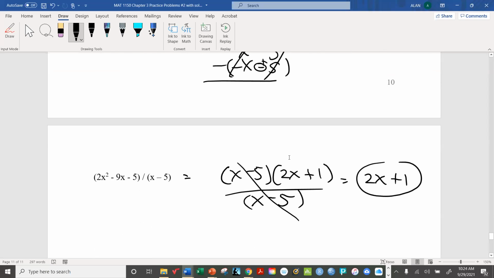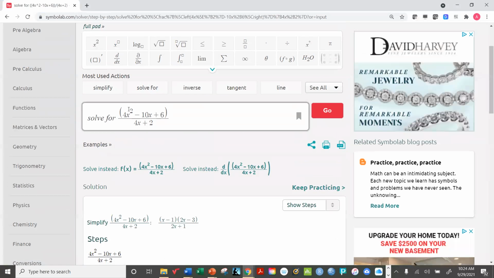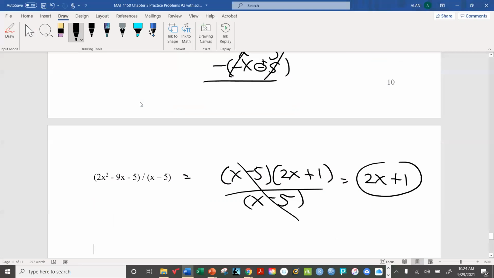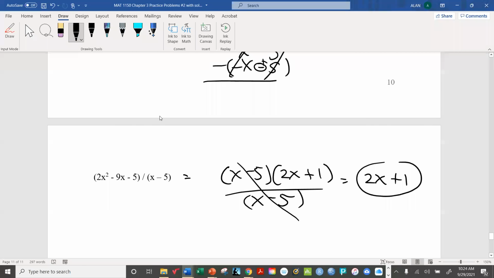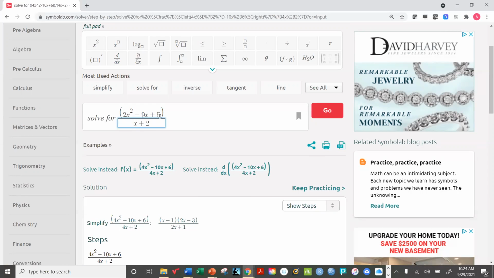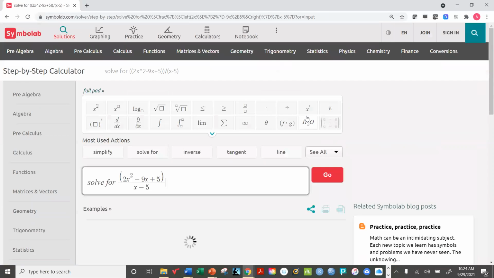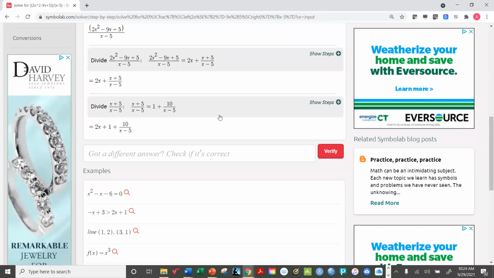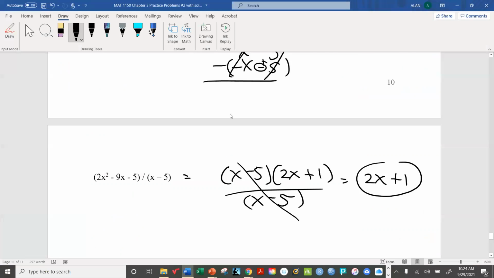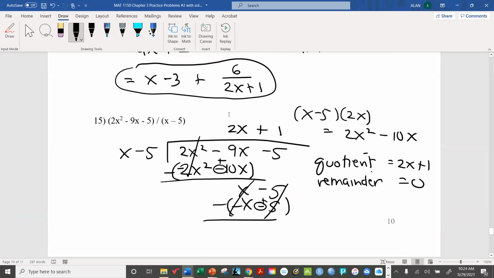Now, I'm sure Symbolab will be able to do this one. 2x squared minus 9x plus 5, all over x minus 5. All right, so the solution is, no, they've got something different. Oh my God. Yeah, I don't know, maybe, oh, for God's sake.